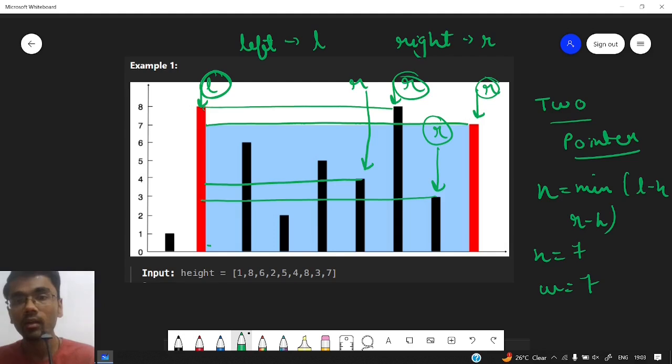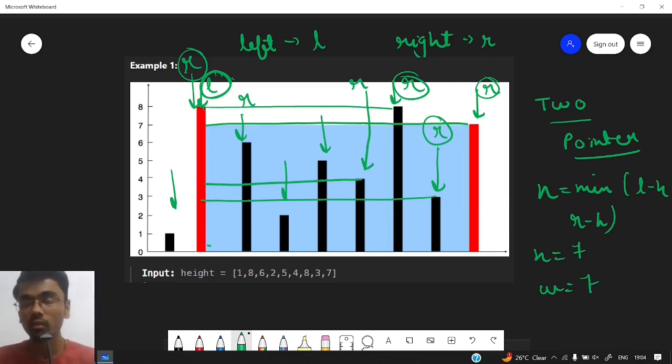We will keep on doing this until we reach the point that we cannot move our left and right pointers, because if we move our right pointer here, they both will come to the same point, and we want two different lines. We can't cross these two pointers from each other. So we will stop our iteration here.